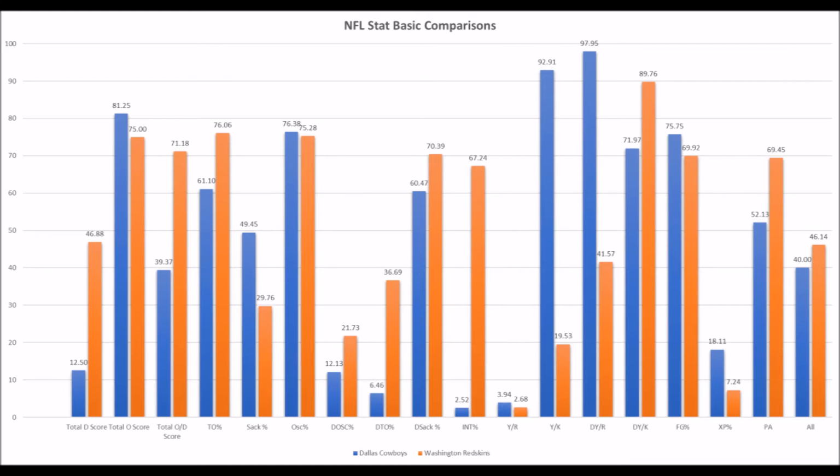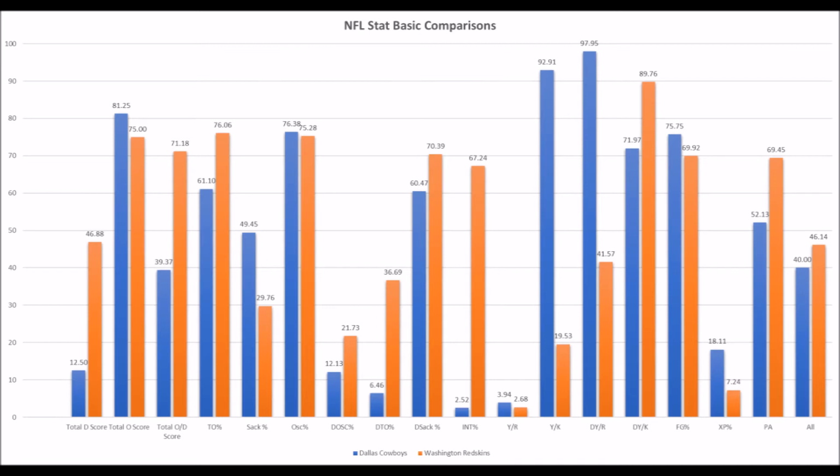And then, of course, when you look at special teams data, punt return yardage is pretty similar. Kick return yardage more so favors the Cowboys. Defensive punt return yardage favors the Cowboys. Defensive kick return yardage favors the Redskins. Field goal percentage favors the Cowboys. Extra point percentage favors the Cowboys. And then the Redskins are favored when it comes to punting average, so they have the better punter.